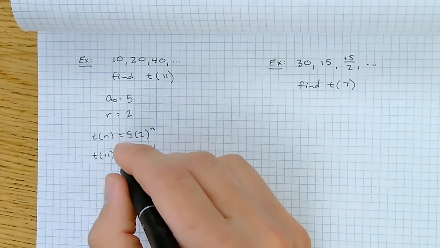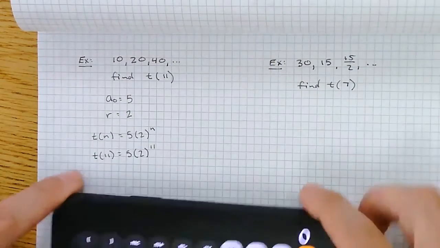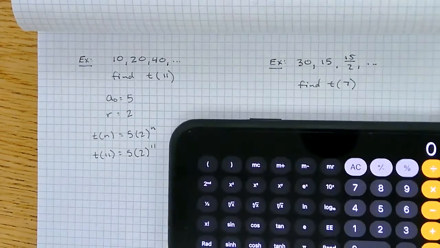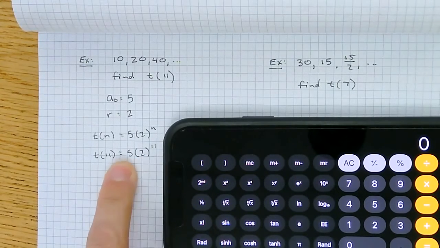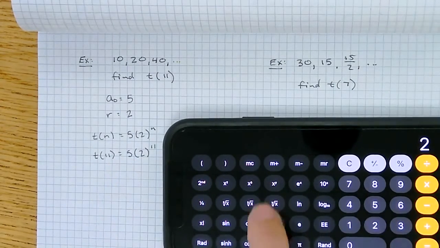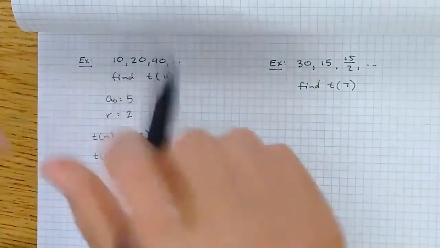If you're using a calculator, or if you're using your phone, you have to do the exponent first and then multiply by 5. So you'd say 2, x to the y, 11, and then you'd multiply that by 5. So you get 10,240.